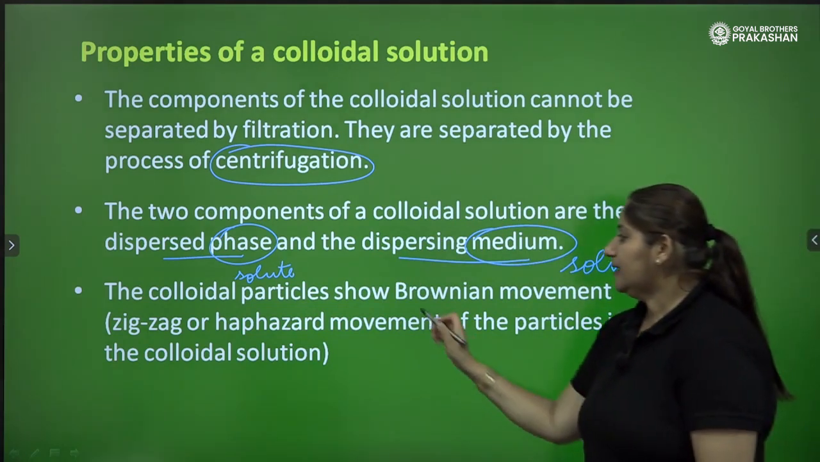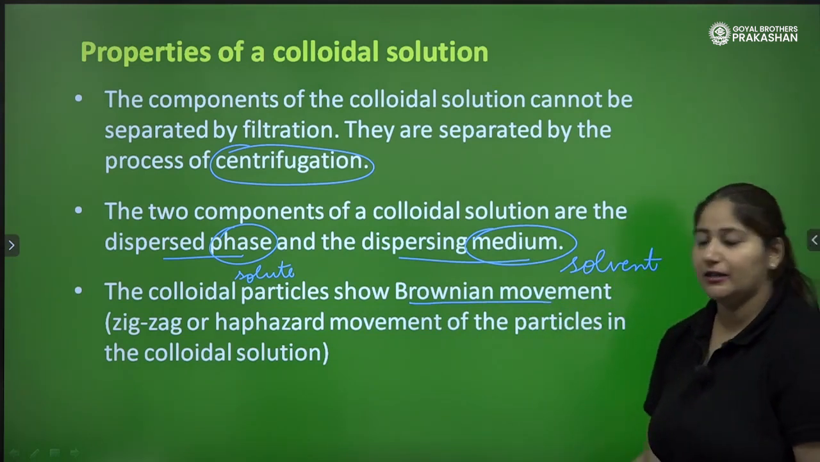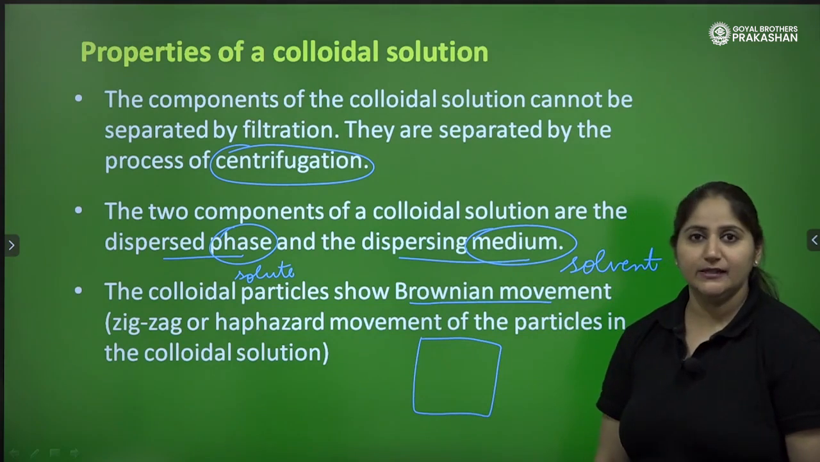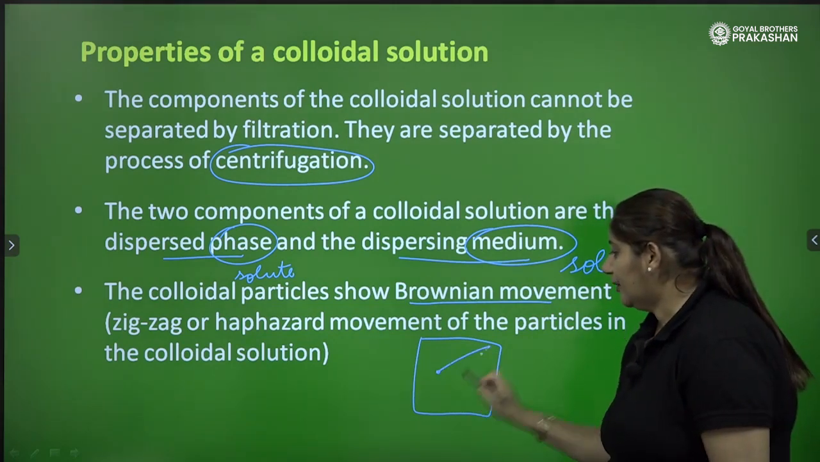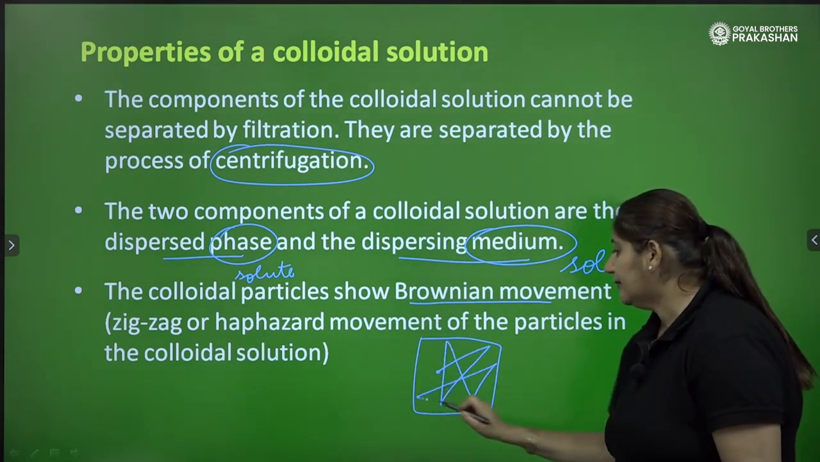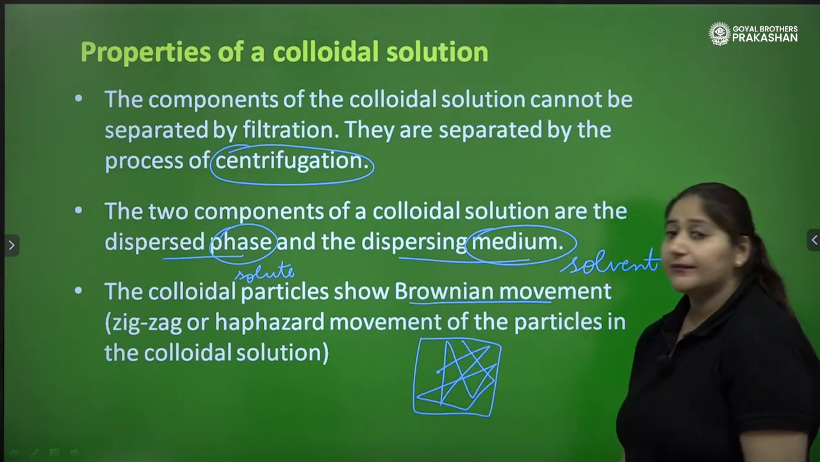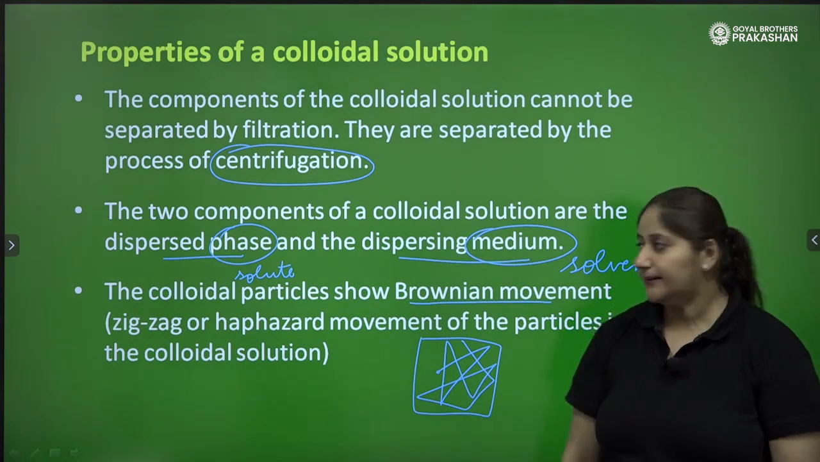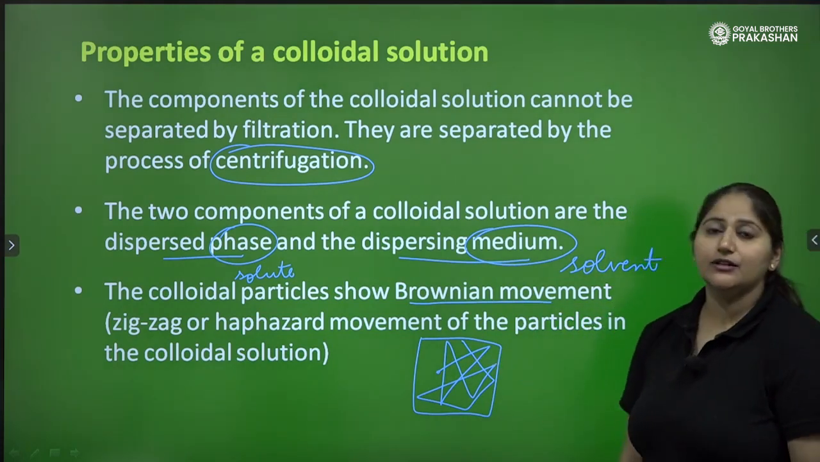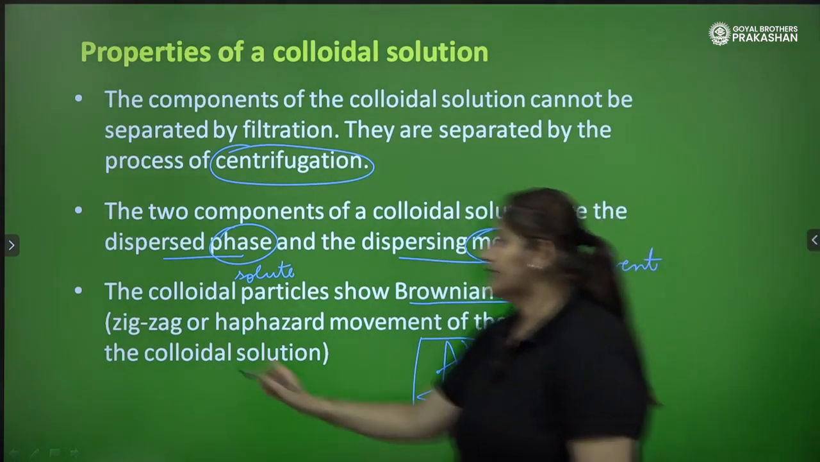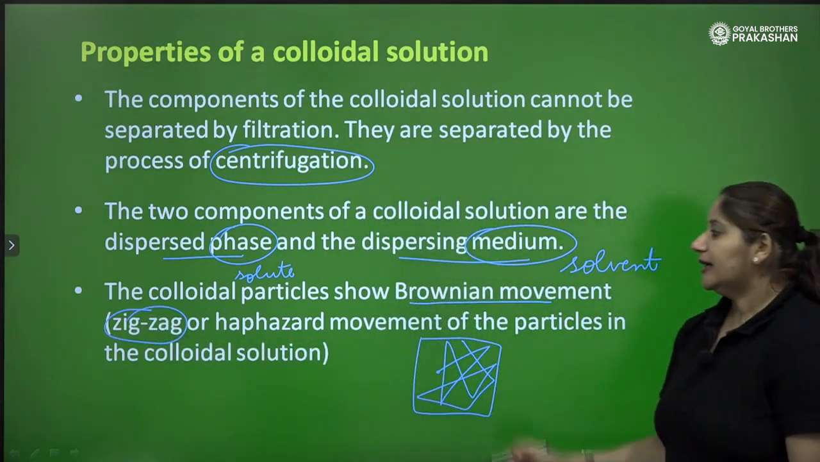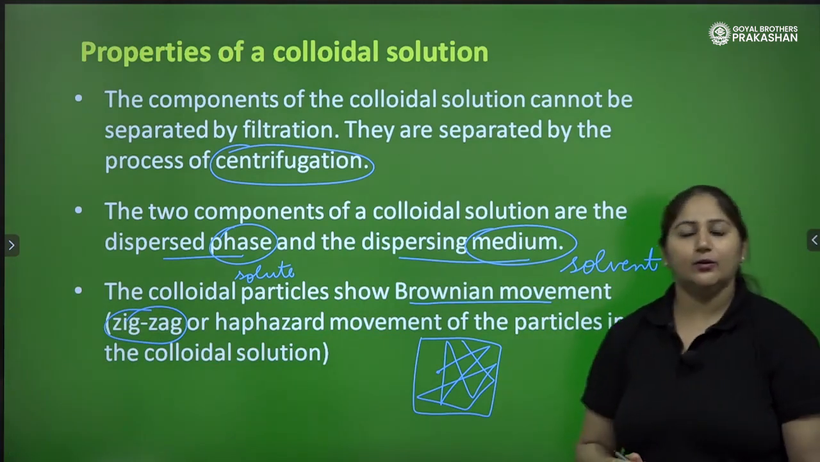The colloidal particles show Brownian movement. What is the meaning of Brownian movement? So if this is the chamber where colloid is filled, the particles will keep on moving here and there in a random motion, in a zigzag path, because they will collide with each other and will collide with the walls of the container. So colloidal particles show Brownian movement, which is the zigzag movement of particles, haphazard movement of particles in the colloidal solution. I hope you have understood.